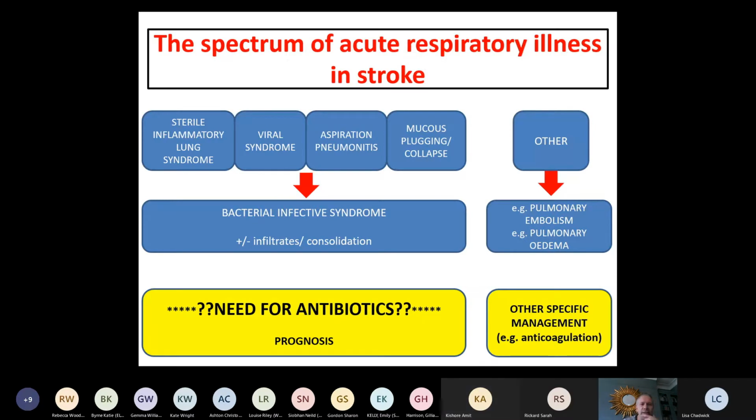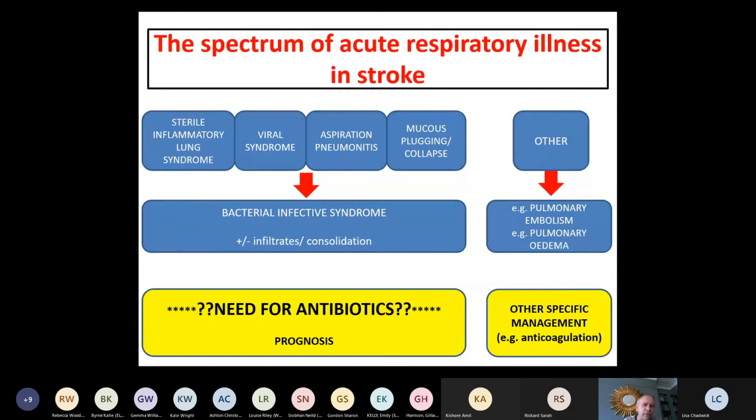So I'd like to just introduce some concepts around SAP and acute respiratory illness in stroke. So I increasingly consider SAP as part of a spectrum of acute lower respiratory tract syndrome, of which infection forms a part.